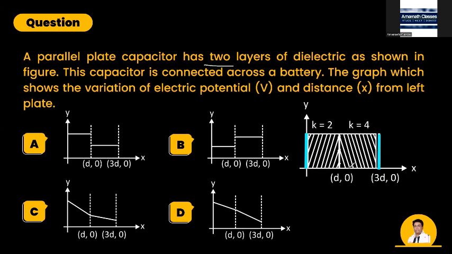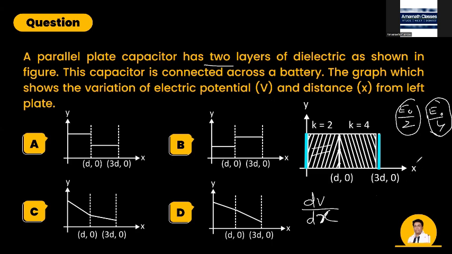Remember, the field is actually constant within each region. If in empty space the field is E naught, then the field here will be E naught by 2, and the field here will be E naught by 4. This field will be less. But we are talking about the potential. Potential is the negative gradient only, so the slope will be constant. But here the slope will be more, here the slope will be less. You can say dV by dx, they are saying x here.